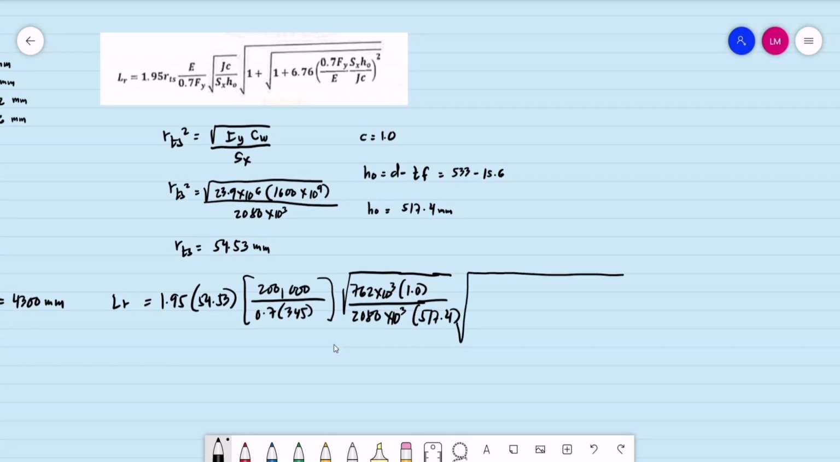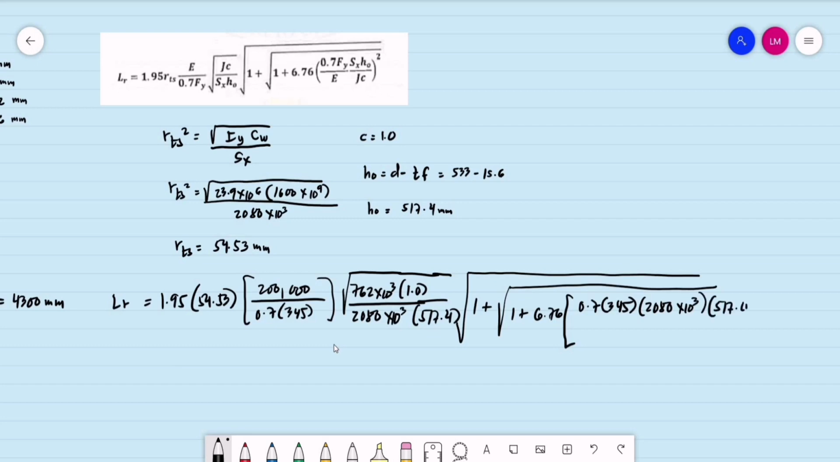Okay, then to be multiplied by the square root of 1 plus the square root of 1 plus 6.76. Then to be multiplied by 0.7 of Fy, that is 345 megapascals. S sub X is 2080 times 10 raised to 3. Then H sub O is 517.4. Then all over the modulus of elasticity, which is 200,000 megapascals.